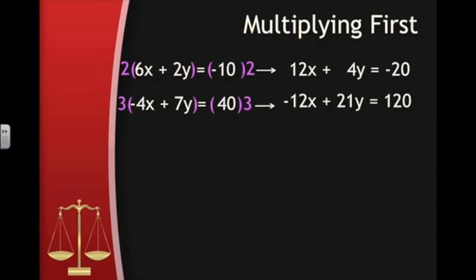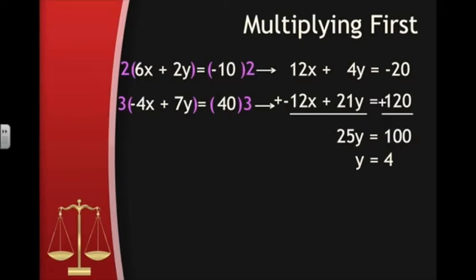When we add the equations together, notice the x's will cancel out to 0, leaving only a 25y on the left side. Adding the right sides together gives us negative 20 plus 120, which is 100. Now we have 25y equals 100, an equation with only one variable, so we can divide both sides by 25 to get y equals 4.